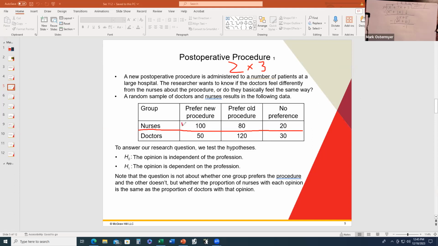This is the 1-1 cell. This is the row 1, column 1 cell. This is the row 1, column 2 cell. This is the row 1, column 3 cell. This is the row 2, column 1 cell. The row 2, column 2 cell. And the row 2, column 3 cell.